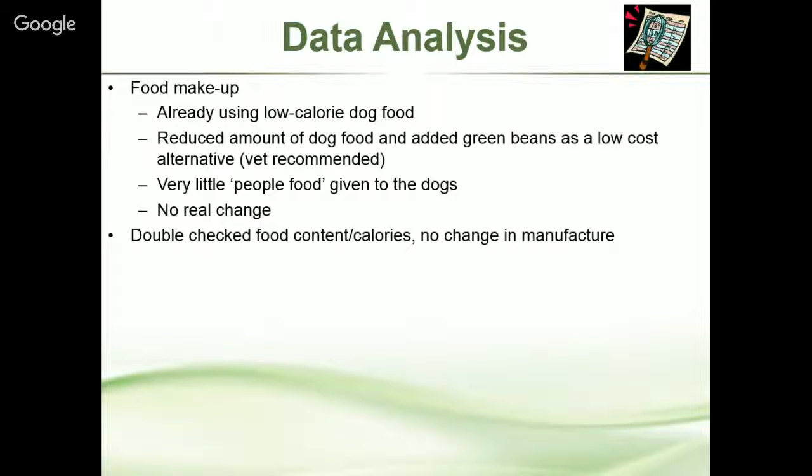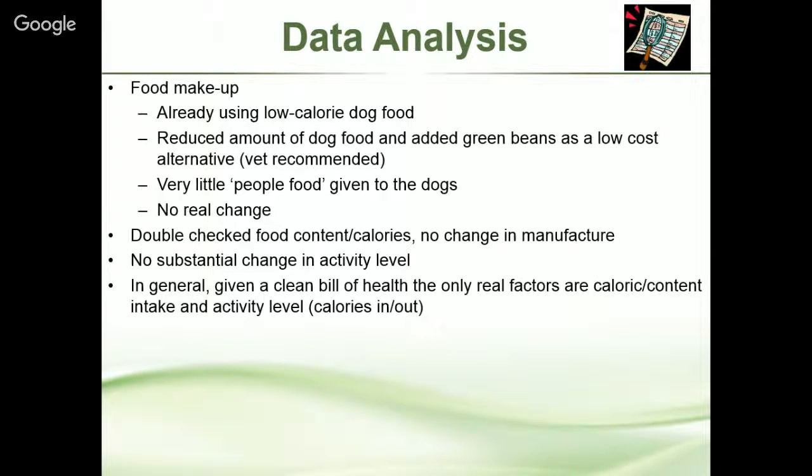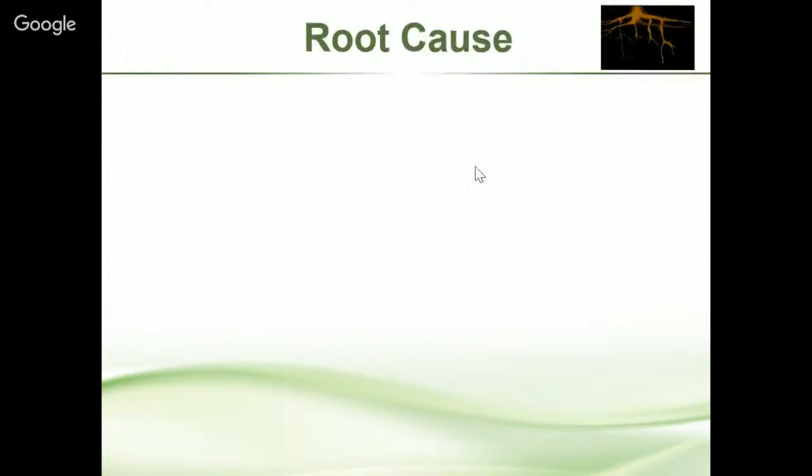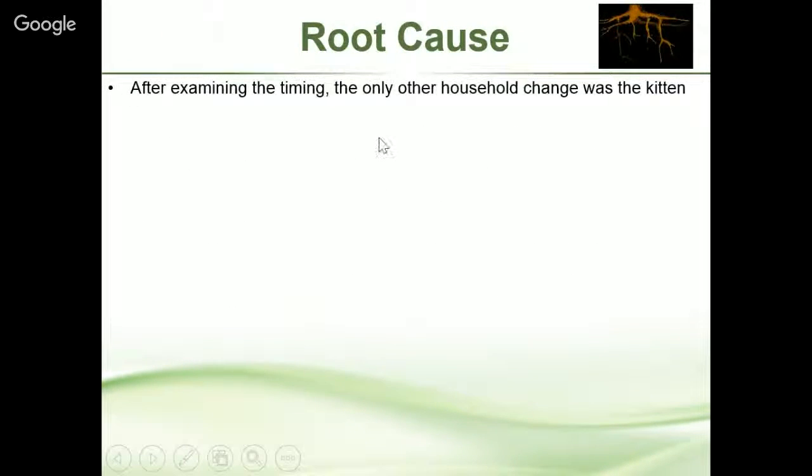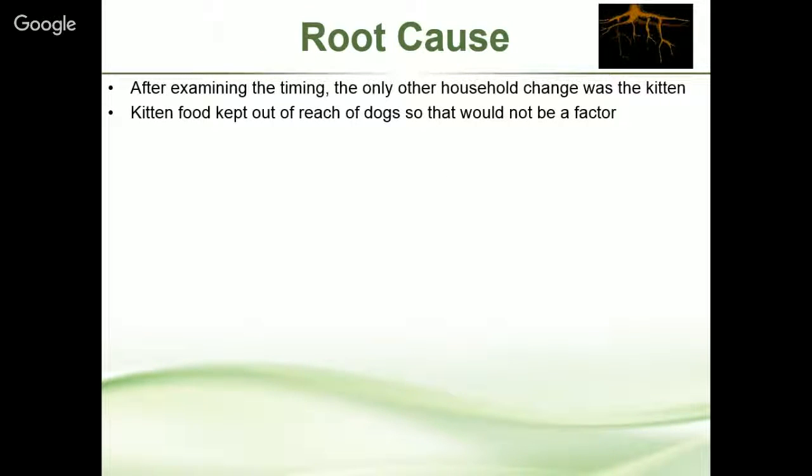But we double checked it, made sure that the manufacturers didn't change anything. There is no substantial change in activity level. We knew that. We're watching them, right? So in general, they have a clean bill of health. So these are the only, it's how much they're taking in versus how much they're taking out, given that the level of activity is constant. So that's what we get to. So what is the root cause? The only other household change was the kitten. So we're going to look at that pretty quickly.